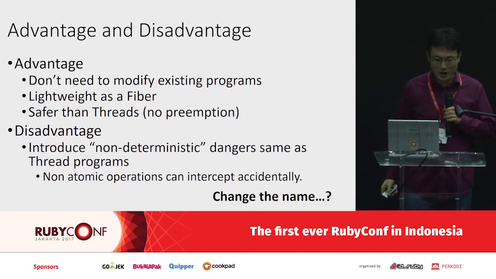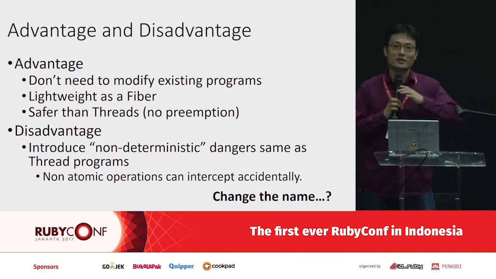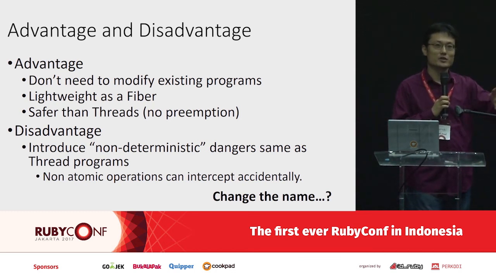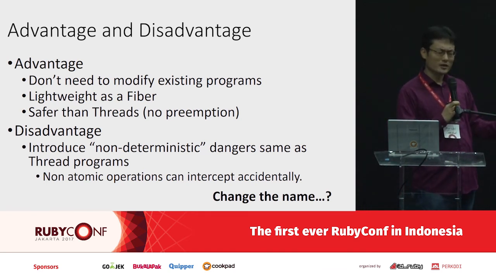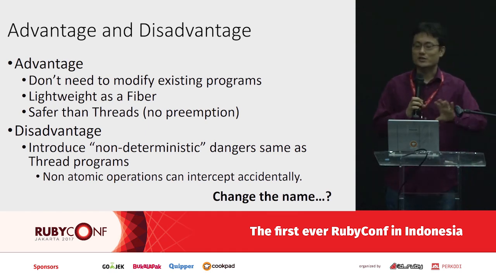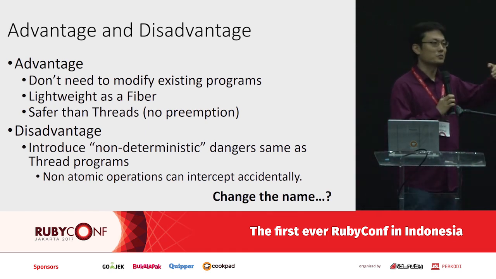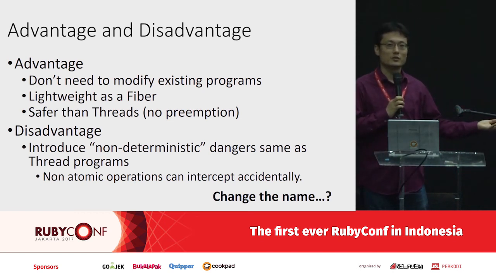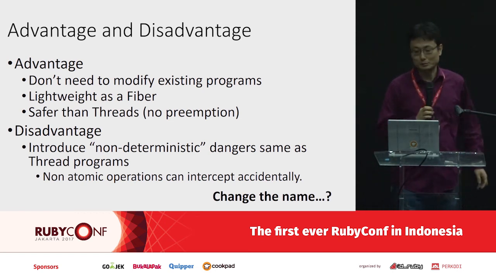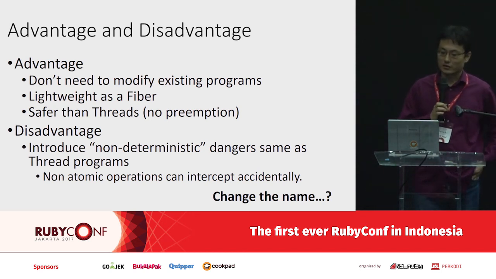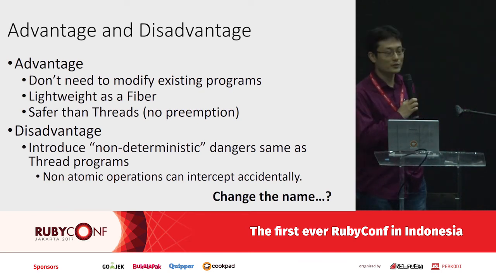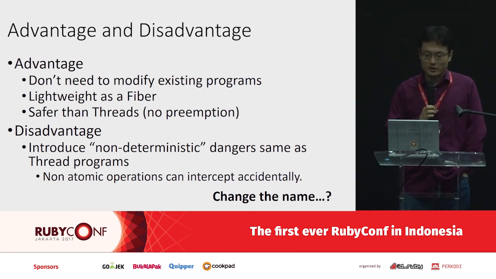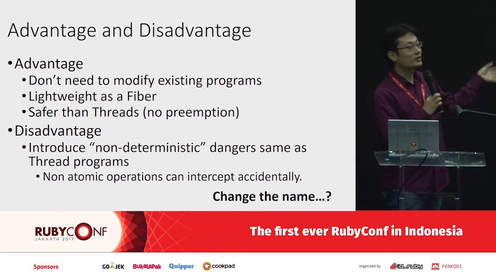So I think each I/O operation can switch fibers. It means that we cannot predict the switching timing, so we need to protect data with locks or something like that. This is the same as the thread safety problems. I don't like this proposal because of this nature, but it is safer than threads, so it can be introduced.